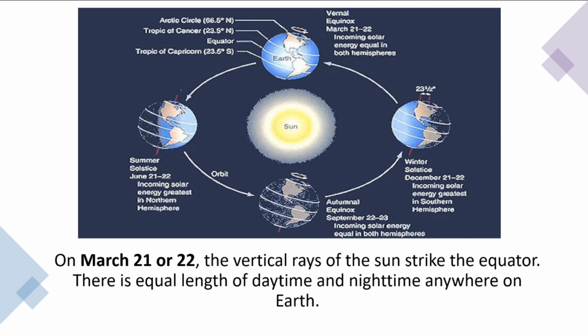On March 21 or 22, the vertical rays of the sun strike the equator. There is equal length of daytime and nighttime anywhere on Earth.